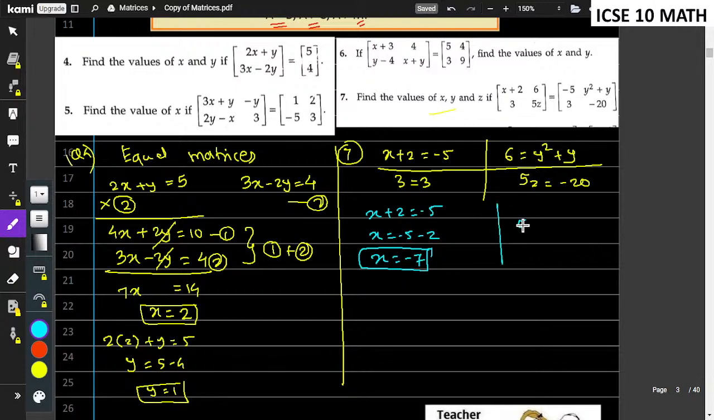Now we have 5z is equal to minus 20. So z will be minus 20 upon 5. We get z is equal to minus 4. We got two numbers. Let's find out y.